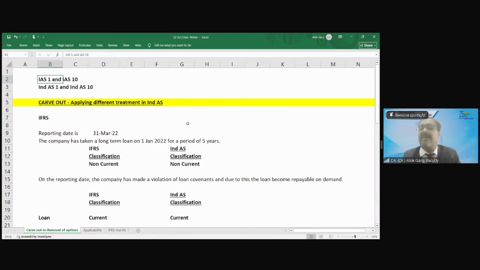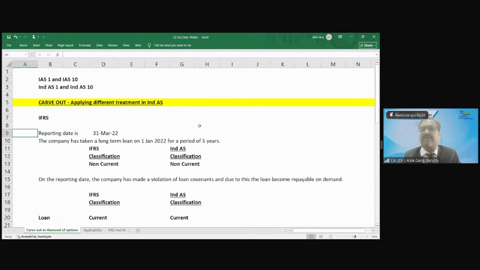Friends, there is a standard in IAS, International Accounting Standard, IAS 1 and IAS 10. IAS 1 talks about presentation of financial statements. IAS 10 talks about events occurring after reporting date. Like in India, we have Ind AS 1 and Ind AS 10. We will cover Ind AS 1 in the next class. Ind AS 1 is presentation of financial statements and Ind AS 10 is events occurring after balance sheet date. So friends, in these two standards, at one place we have applied a different accounting treatment. And what is that? Let me tell you. I will explain this particular carve out with the help of an example.